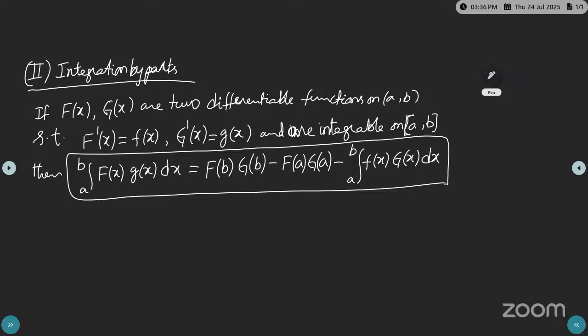Okay, this is integration by parts formula. This is integration by parts. మీరు ఆల్రెడీ ఇంటర్మీడియట్లో కానీ ఇంజనీరింగ్లో కానీ చేస్తుంటారు. చెప్పండి ఏంటా ఫార్ములా?